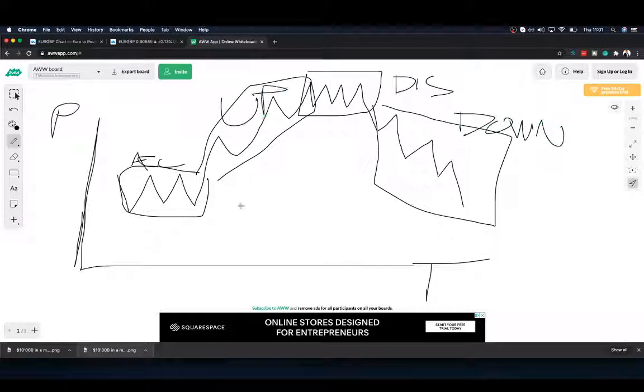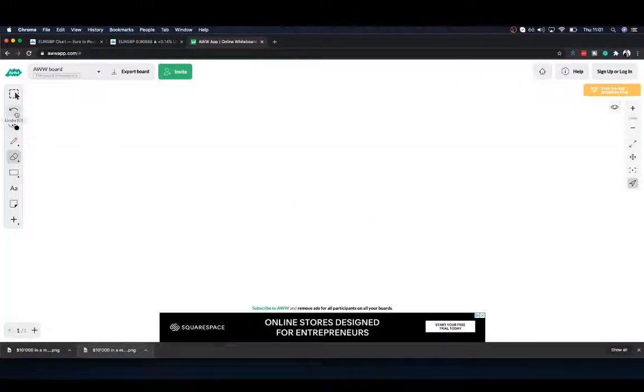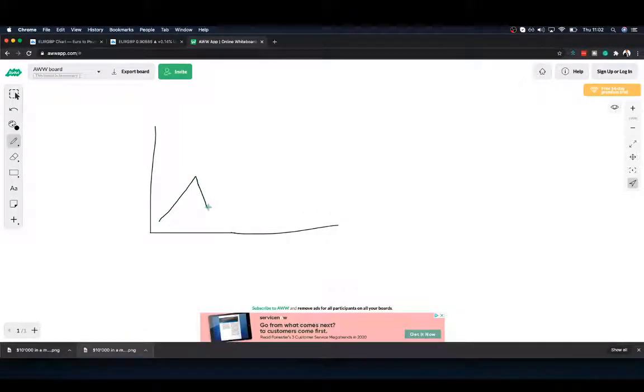Okay, so let's clear the whiteboard. Now, when you have an uptrend, again, you have something like this, as we said before. So basically, these are called higher highs, and these are called higher lows. So higher highs and higher lows. And this is considered an uptrend because you have higher highs and higher lows.